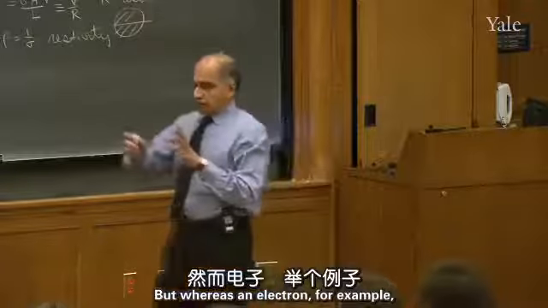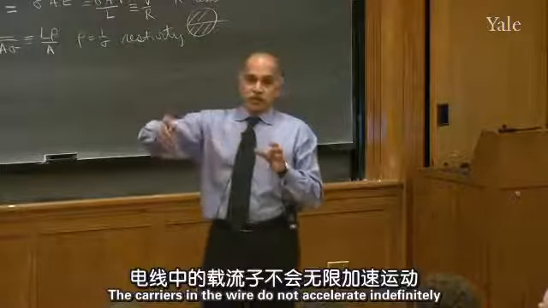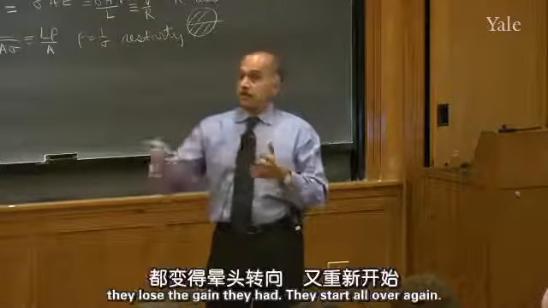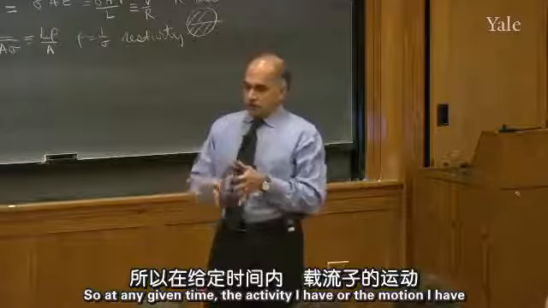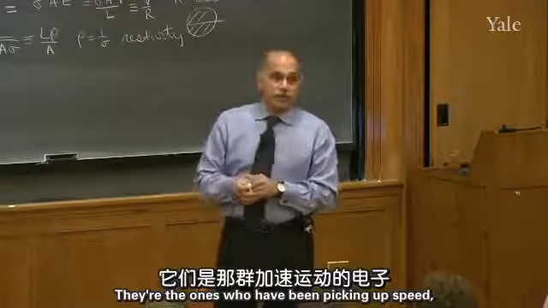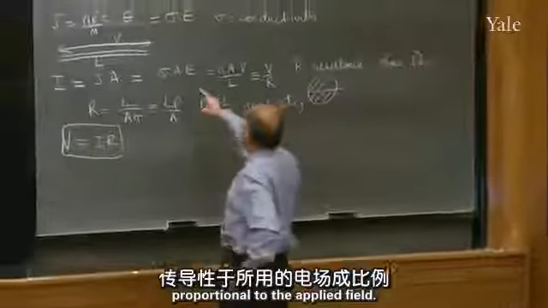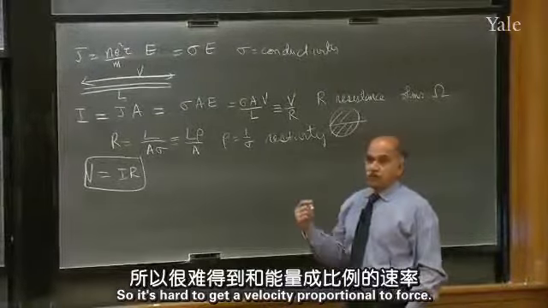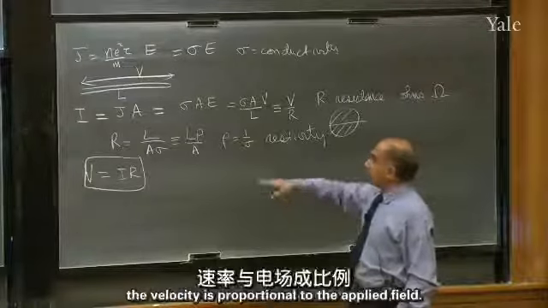But whereas an electron, for example, in the vacuum will accelerate indefinitely in an electric field, the carriers in a wire do not accelerate indefinitely because they keep bumping into stuff. And every time they bump into stuff, they lose the gain they had. They start all over again. So at any given time, the motion I have depends on how many are still around since the last collision. They are the ones who have been picking up speed, and that's how you get conductivity proportional to the applied field. So it's hard to get a velocity proportional to force. You always get acceleration proportional to force, but when you have random motion, the velocity is proportional to the applied field.